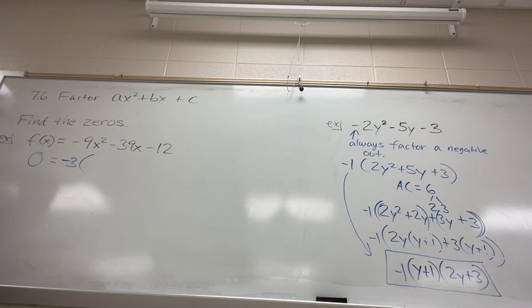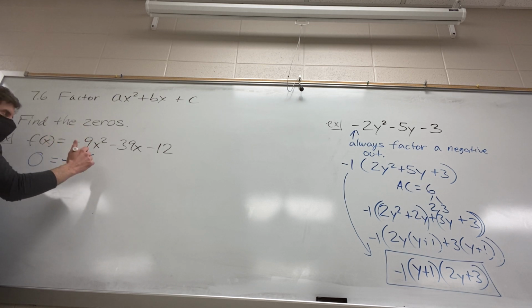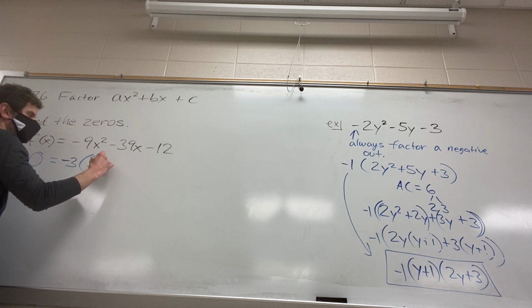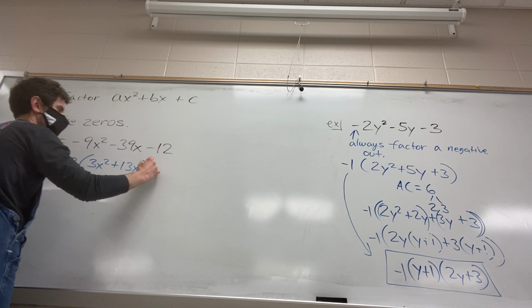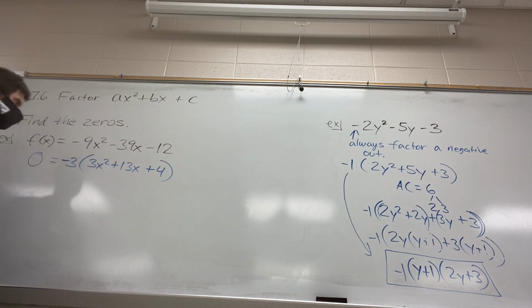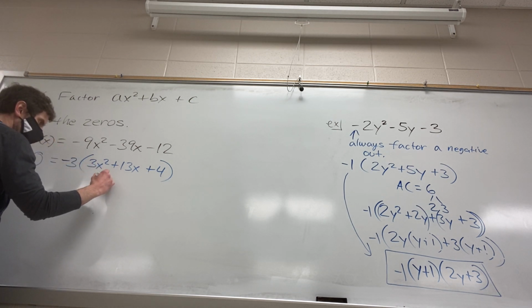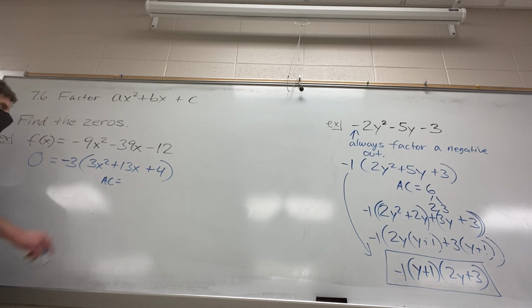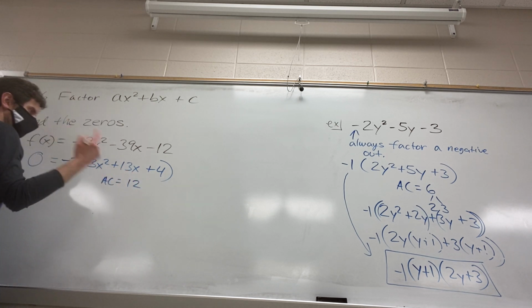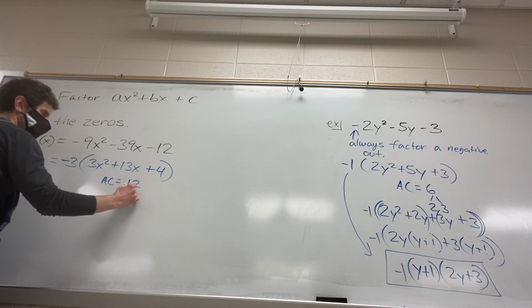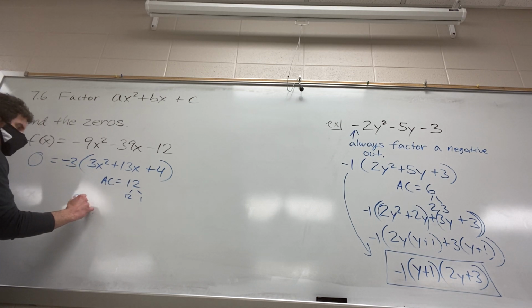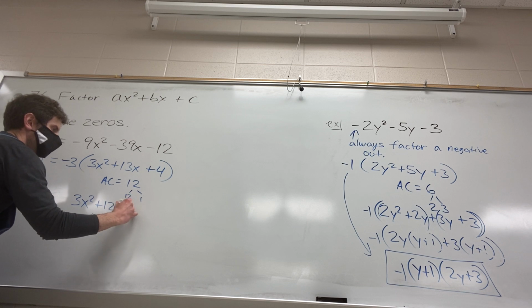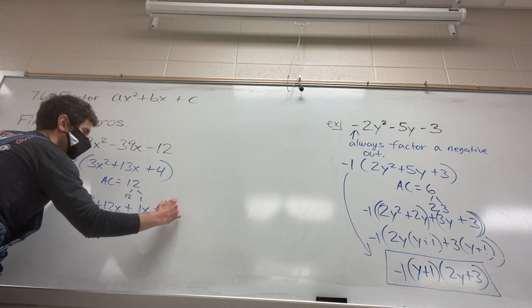-3. So we take out a -3 and then carefully divide to find out what's left. 3x squared plus 13x plus 4. And what's our AC? 12. What multiplies together to make 12 but adds together to make 13? 12 and 1. And so we'll have 3x squared plus 12x plus 1x plus 4.